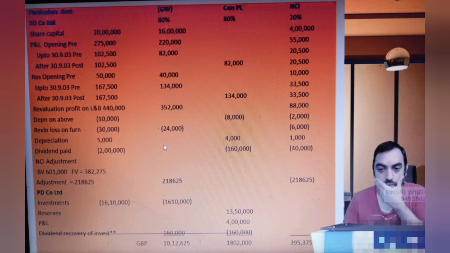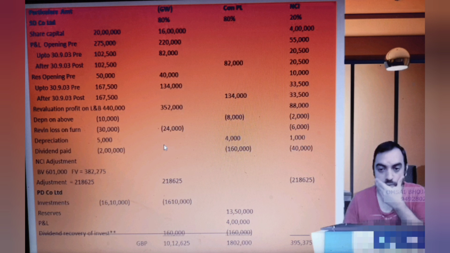So when the fair value is less, what should we do in the NCI column? Since fair value is less, we will subtract in the NCI column and add in the goodwill column. The proportionate amount should be brought down. The NCI column is presently showing 6 lakh 1,000, but we should make it 3 lakh 82. So reduce in NCI, opposite in the goodwill column.